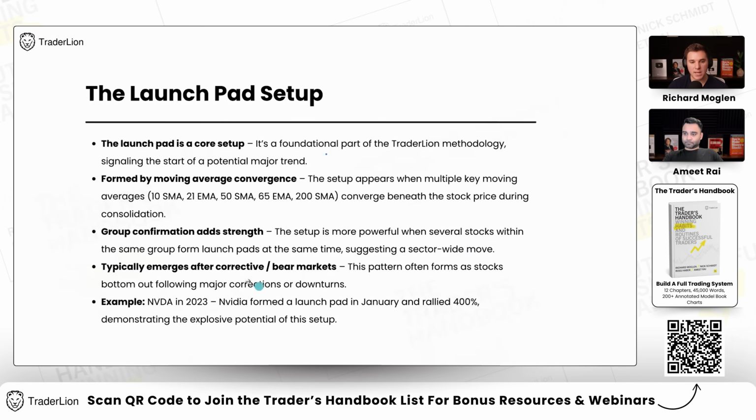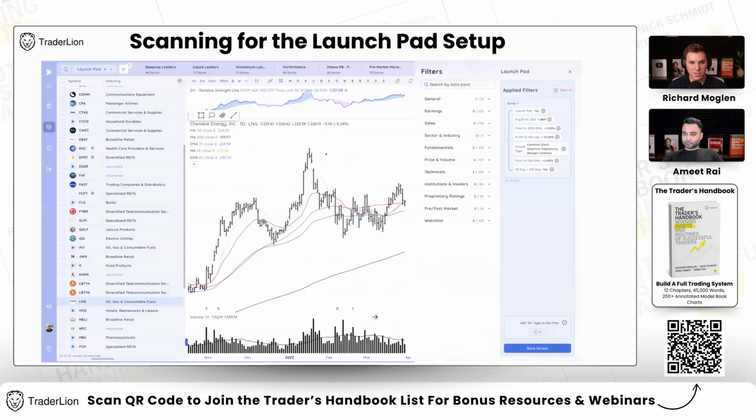This typically emerges after corrective bear markets. This pattern often forms as stocks bottom out following major corrections or downturns. And a good example is NVIDIA in 2023. NVIDIA formed a launchpad in January and rallied 400%, demonstrating the explosive potential of this setup. So we've got a lot of examples here.